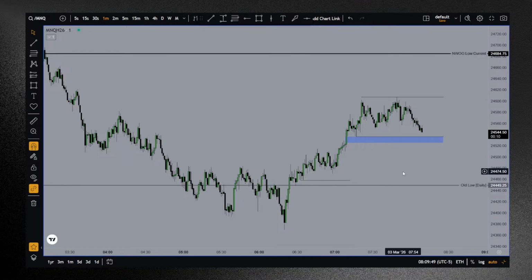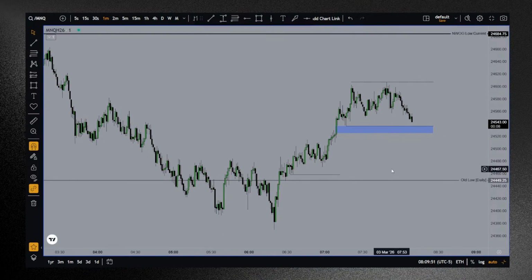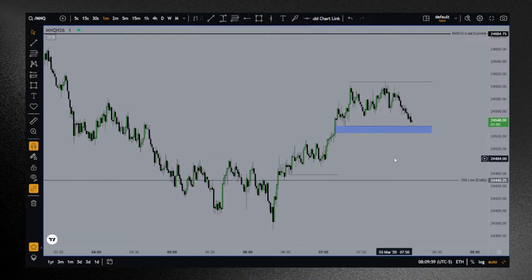So I don't know specifically right now what it wants to do in terms of the narrative, but I guess I'll give it some time and I'll try to figure that out. Nonetheless, my primary attention is still potentially lower.